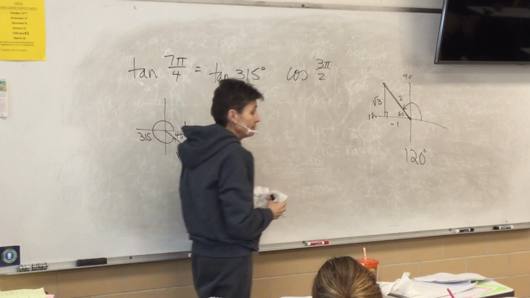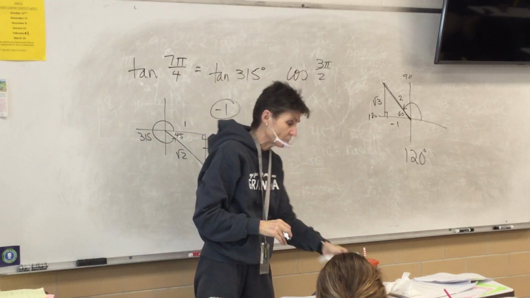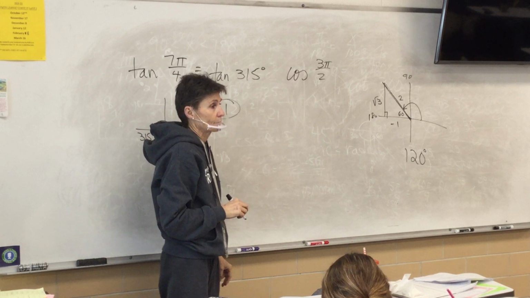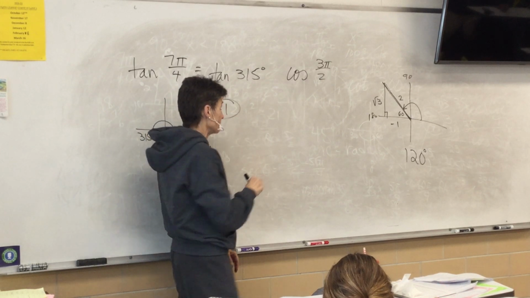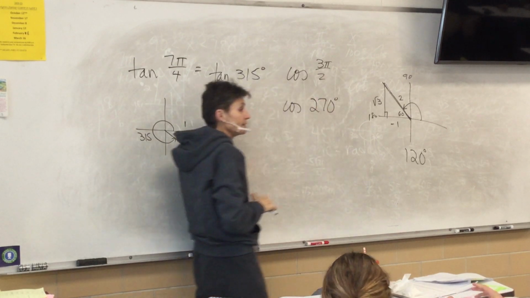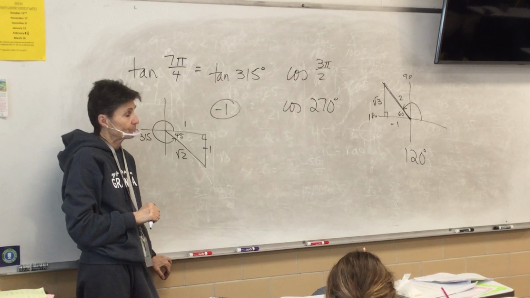You have another radian, so we'll change that into degrees. How many degrees is 3 pi over 2? 270. Pi is 180. 180 divided by 2 is 90, and 3 90s is 270.